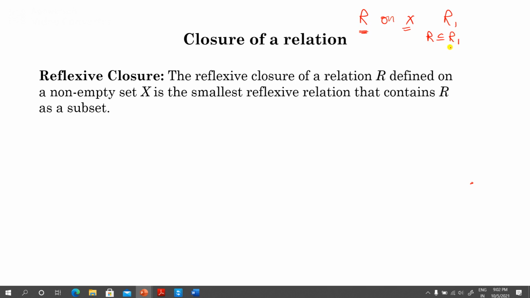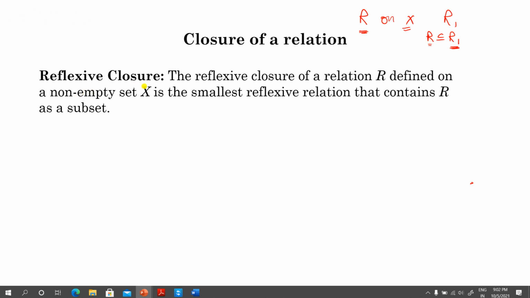So the closure of relation R is the smallest relation R1 whose subset is R. So this R1 is known as the closure of the relation R. Remember, this is the smallest particular type of relation whose subset is R. This particular type of relation may be reflexive, it may be symmetric, it may be transitive. So let us discuss one by one.